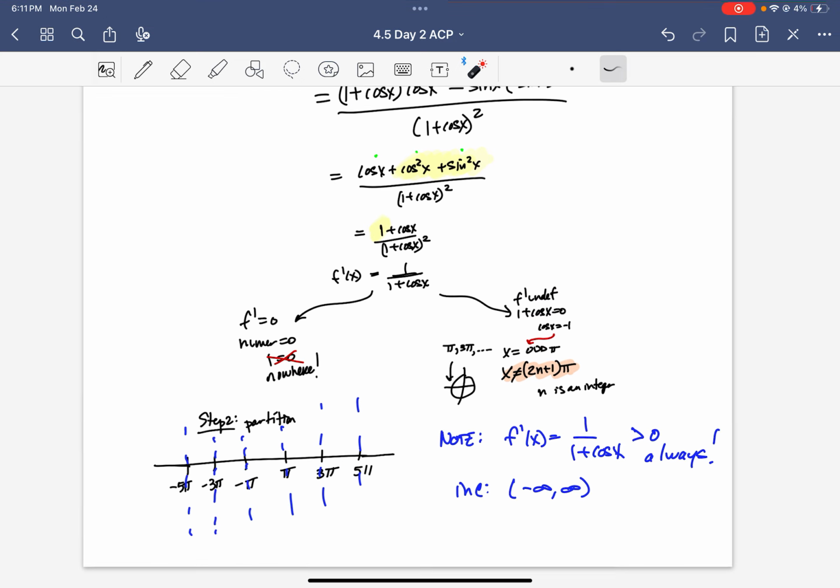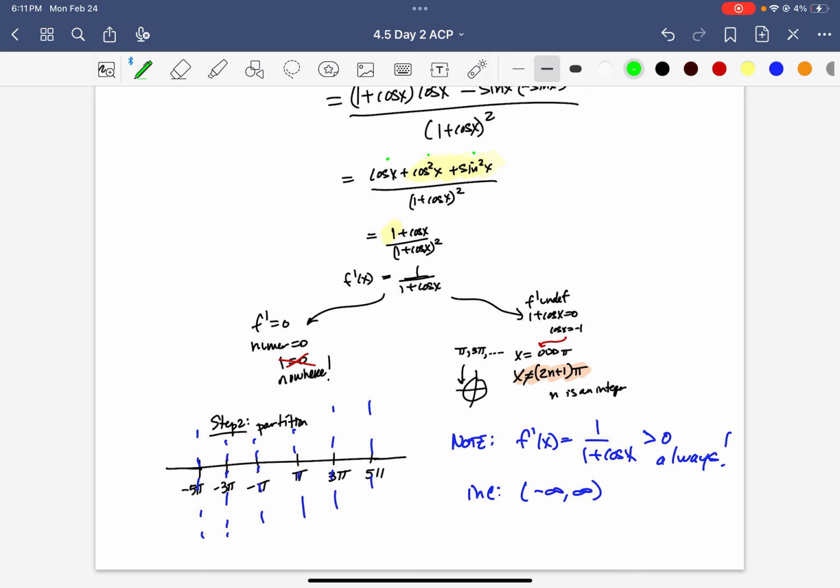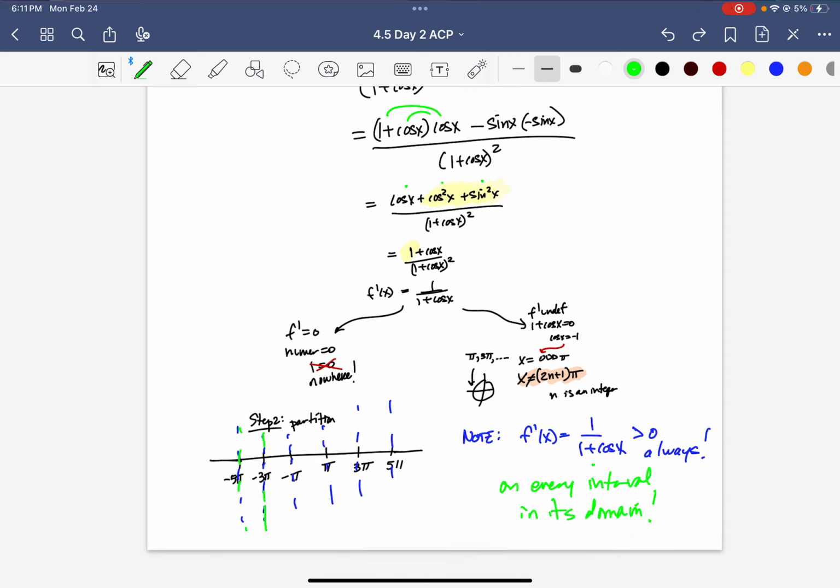So everywhere in its domain. So it's increasing inside of here. I guess I should be really careful and say increasing on every interval in its domain. So remember, because we have to, it's going to be this interval, that interval, that interval. So all these intervals of length 2 pi that we have, the function is going to be increasing.